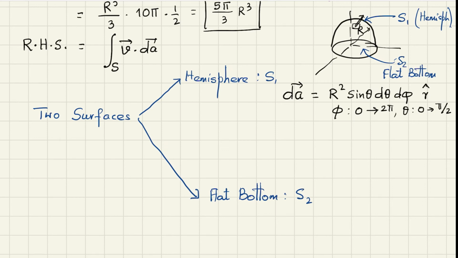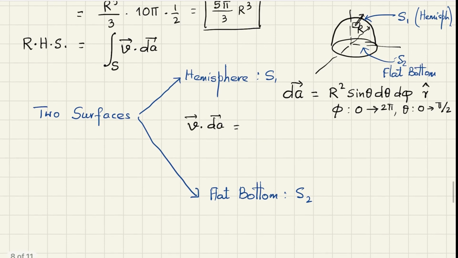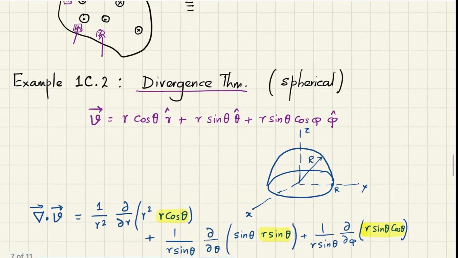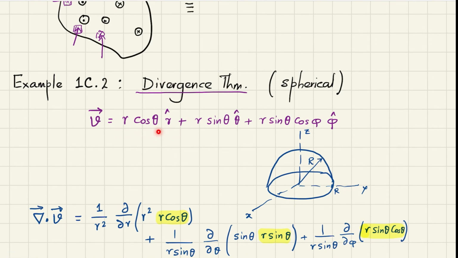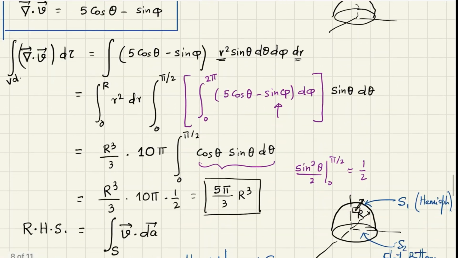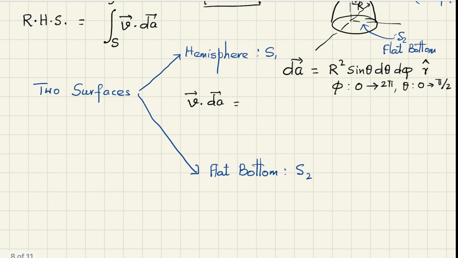So let's calculate V dot dA here. Since it is r hat, the only term that will survive in this dot product is the r hat term in the vector function. So that is R cos theta. Okay, and remember that this is r sine theta is the theta term. So let's get back to our V dot dA. That becomes just cos theta, so it becomes r square, and now r is equal to R, and hence r cos theta becomes R cos theta sine theta d theta d phi.